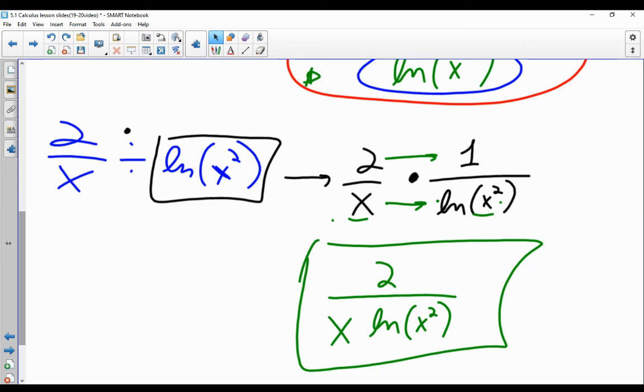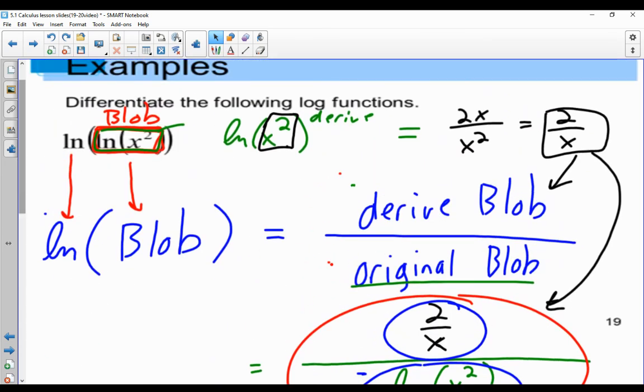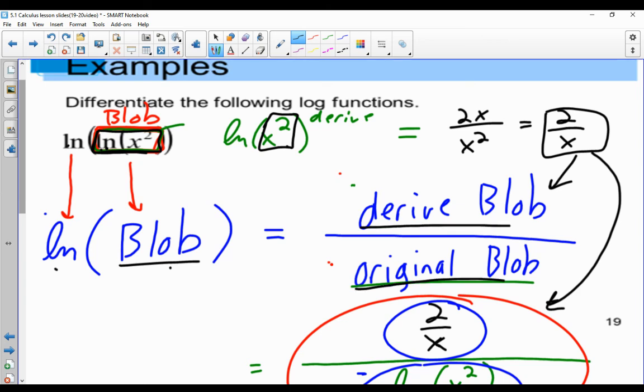So that one was kind of tricky, but you've got to think of it this way. Think of it as you're always just going to do natural log of the blob. Don't get distracted by the fact that you have 2 natural logs. Focus on the outside. The inside natural log will be the blob, and you'll have to just use what we've been talking about to help you go through it.